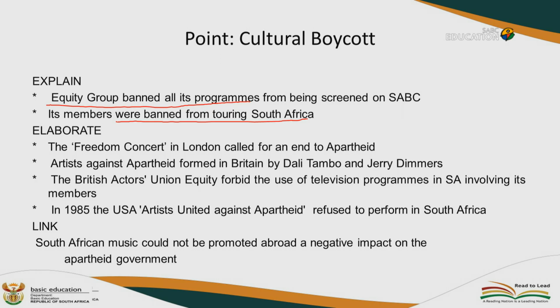We've got the Freedom Concert that took place in London, which called for an end to apartheid, as part of an example. We've got artists from Britain who were against the apartheid system, right? And in 1985, these artists united themselves against South Africa. And what is the link? How do you refer back to the question? South African music could not be promoted internationally. Then what does that mean? The apartheid government was affected.